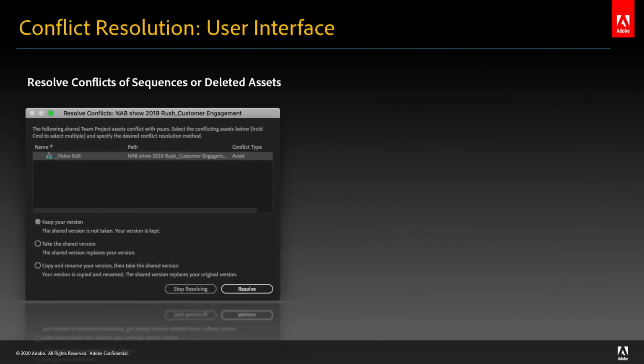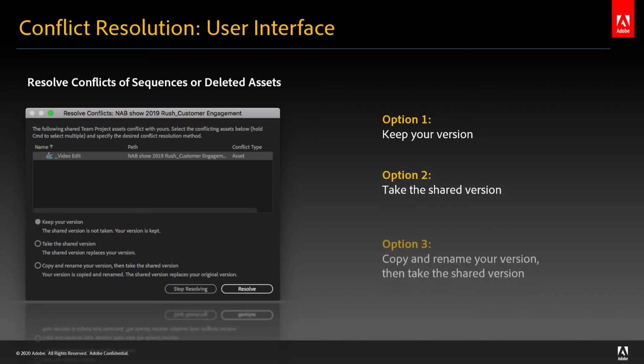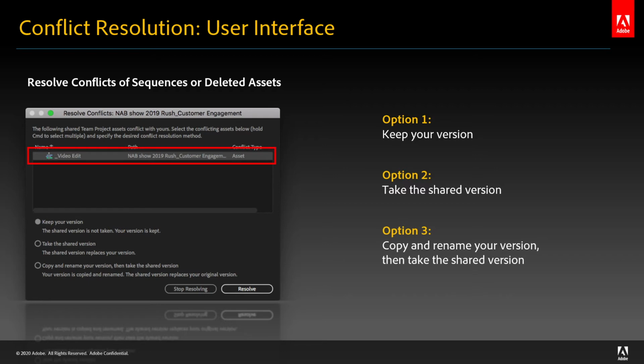Conflict resolution is presented when a Get or Share Changes process finds a conflict. The user interface provides 3 resolve options. Option 1, keep your version. Option 2, take the shared version. Option 3, copy and rename your version, then take the shared version. These options are presented per conflict and shown in the top area of the user interface. If there is more than one conflict, the user will move through them one at a time with the 3 options to manage each one of them.